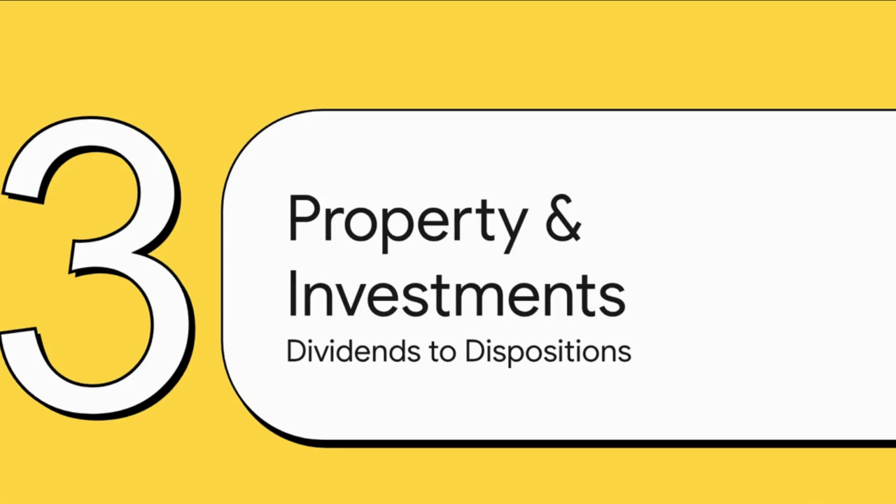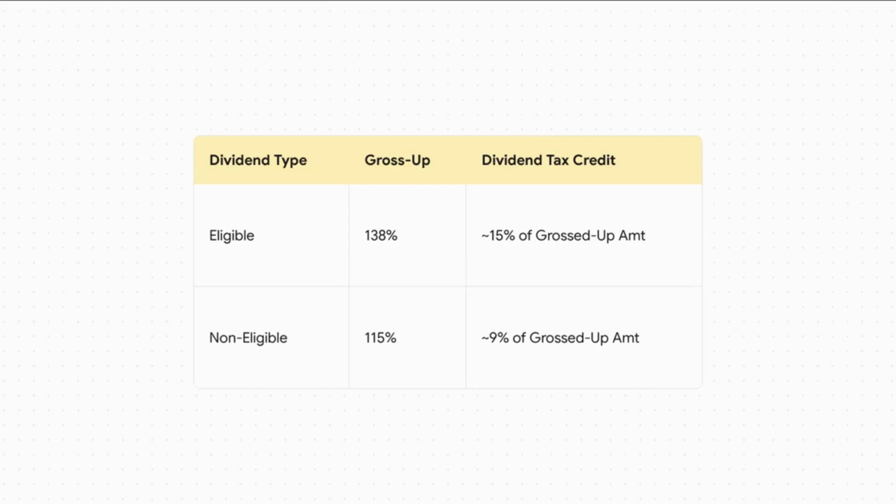Okay, building on that, let's shift gears into our third section, income from property and investments. This covers everything from dividends you might get to what happens when you sell off an asset. Now, you've probably heard that not all dividends are created equal. And it's true.